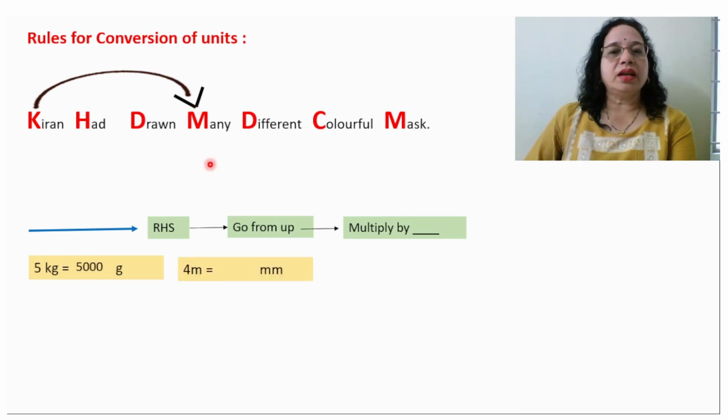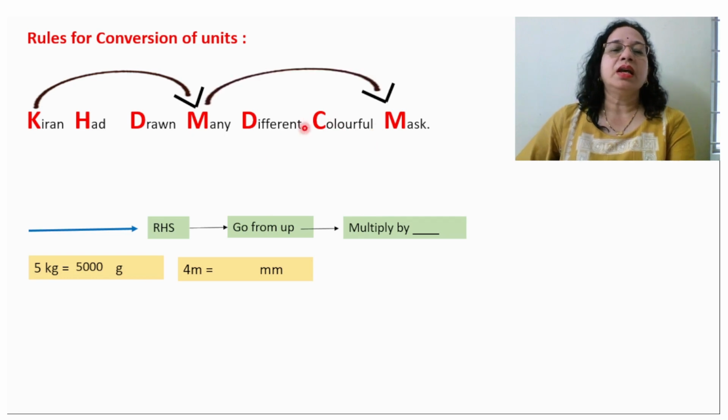Take another example, 4 meter into millimeter. This is your main unit meter and this is your millimeter. We need to move from up because we are moving towards the right hand side. Again, how many places? 10, 100 and 1000. So 4 into 1000 will be 4000 millimeter.